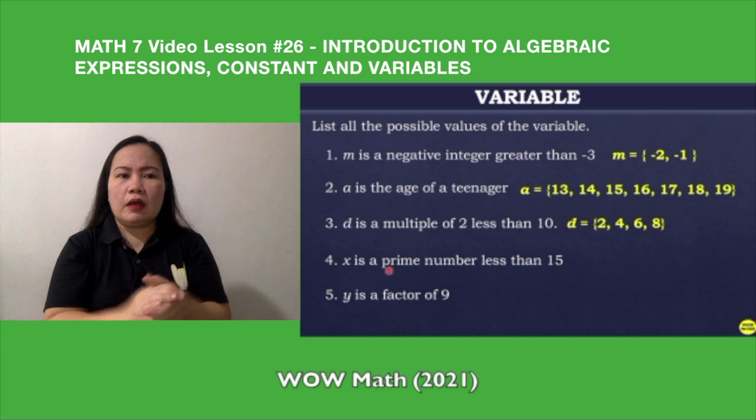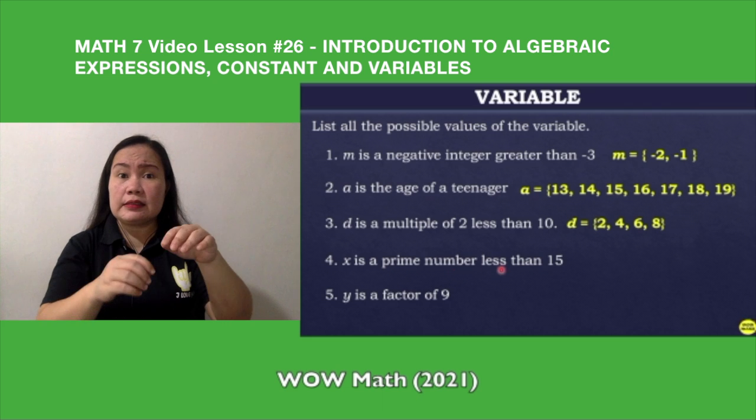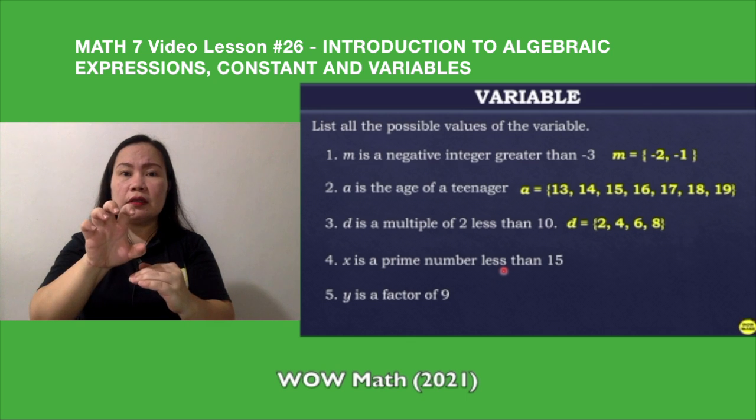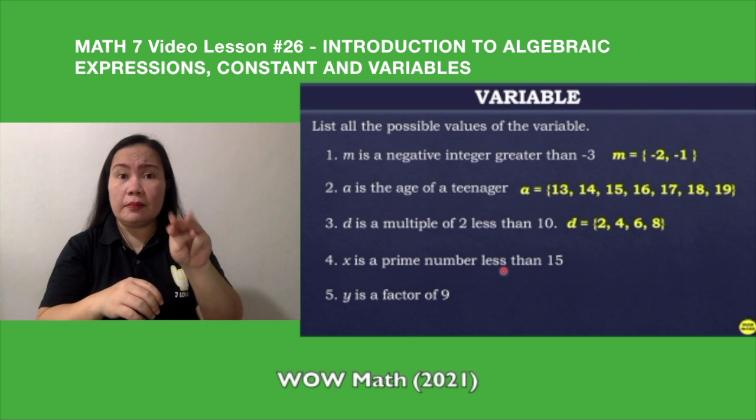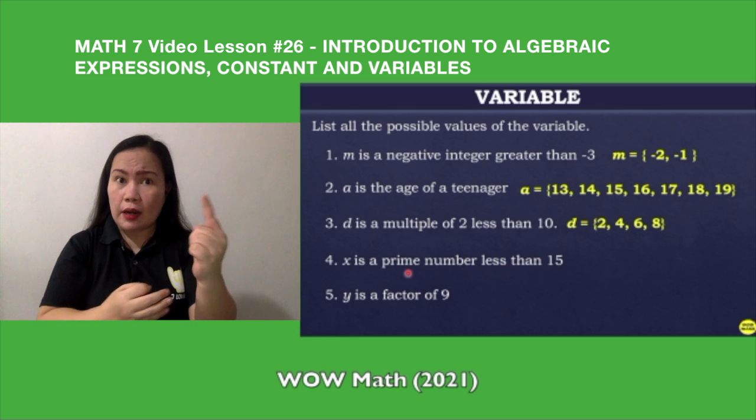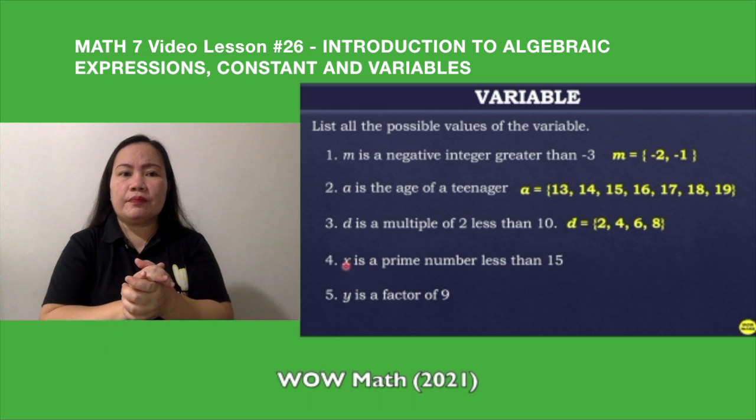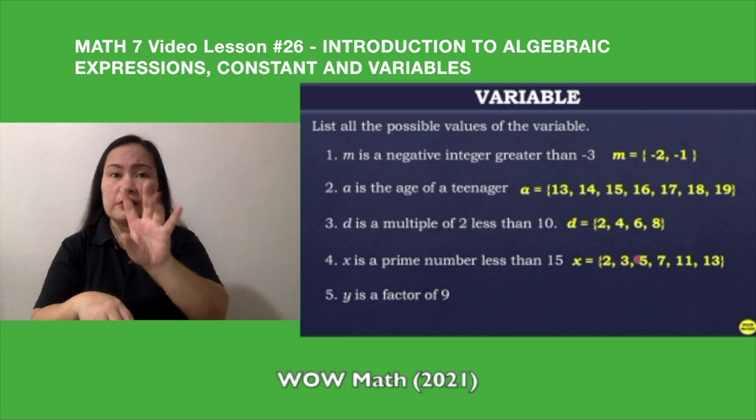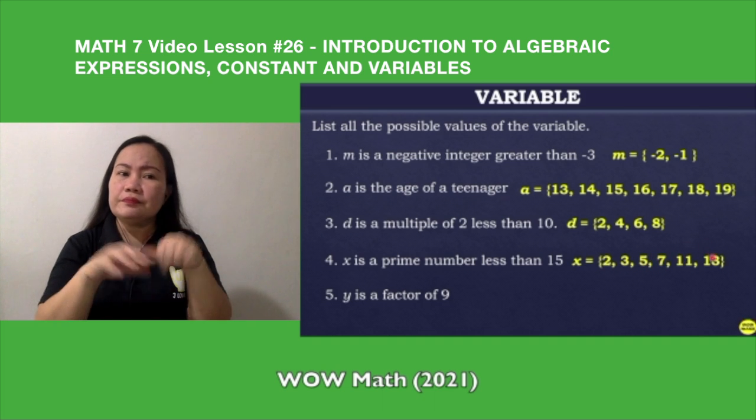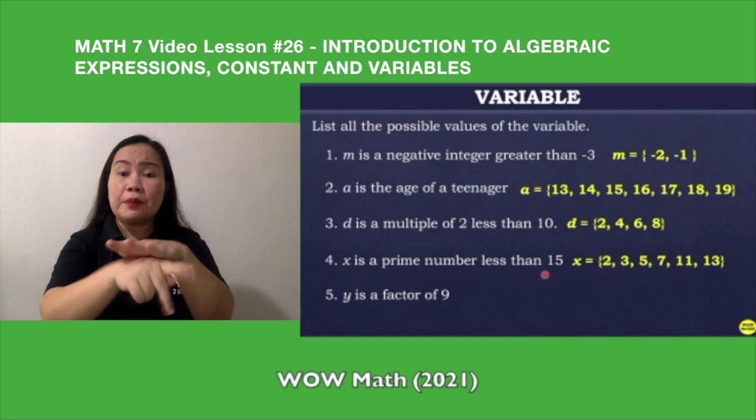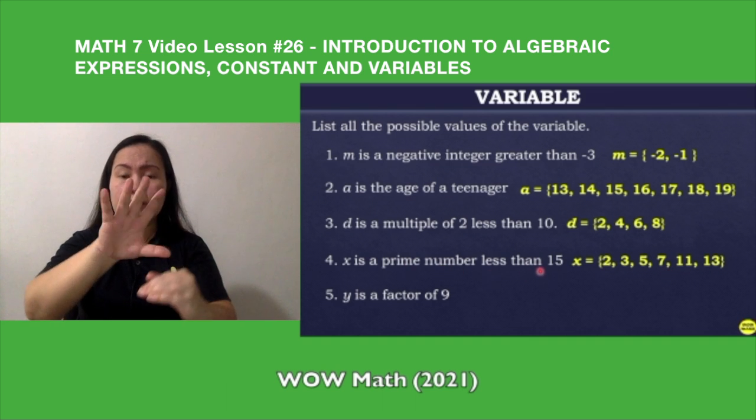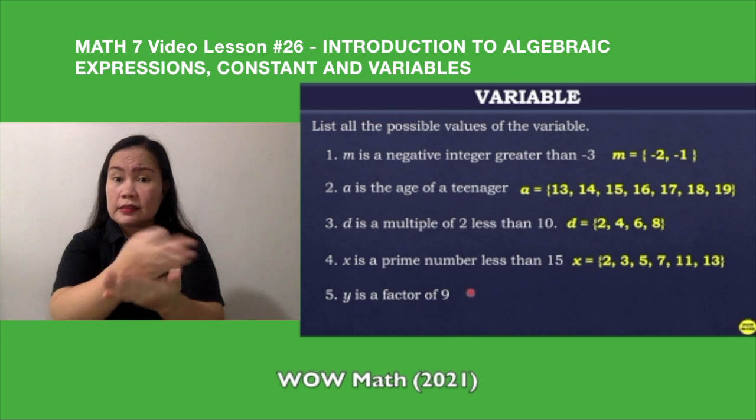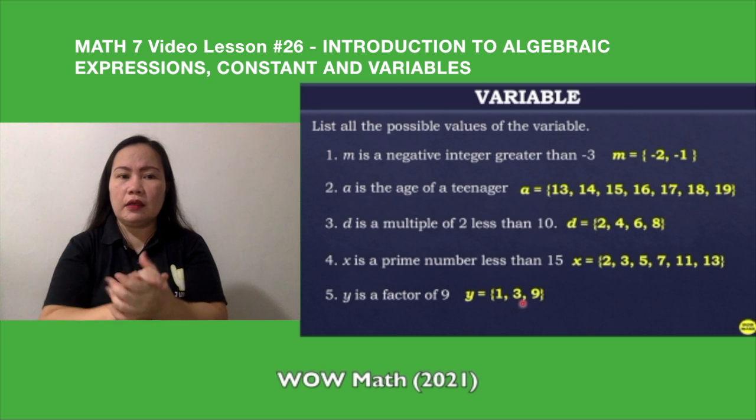Number 4. X is a prime number less than 15. So, when we say prime number, the only factor is 1 and itself. Yun lang po. So, what are the possible values for the variable X? So, the possible values for X are 2, 3, 5, 7, 11, 13. So, these are the possible values of the prime number less than 15 since ang sabi mas mababa sa 15. Okay? And then the last one, y is a factor of 9. So, we have here 1, 3, 9.